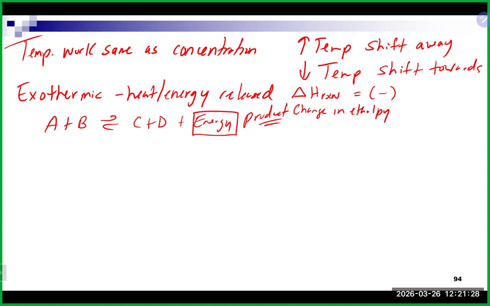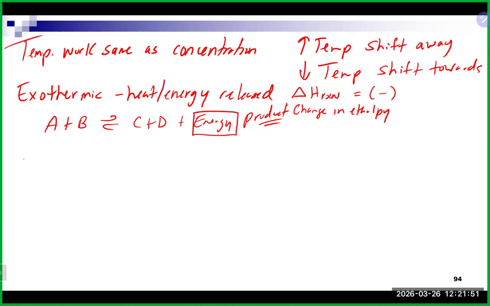So if you have an exothermic process, you could think of the heat and energy as a product, which means if it is exothermic and you increase the temperature, it will shift away from the product side and go to the reactant side. And if you decrease the temperature, like you put all your test tubes on ice, it will go towards the product side in this case.